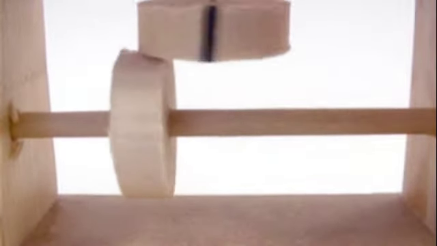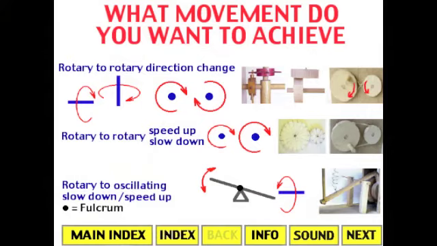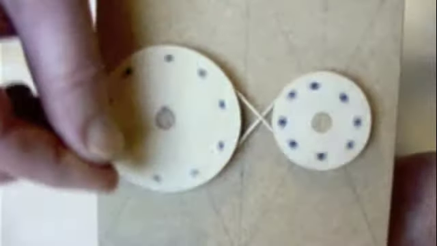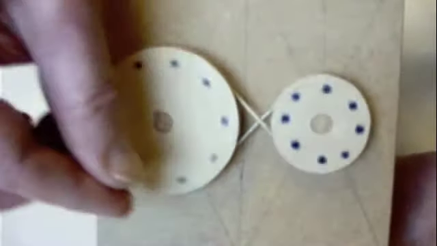This short movie shows how we can change rotational movement around 90 degrees. It will talk about ratio and direction change. The What Movement section will help you decide on what movement you need to use for what particular output you want to achieve. This short movie talks about pulleys, direction change and ratio.